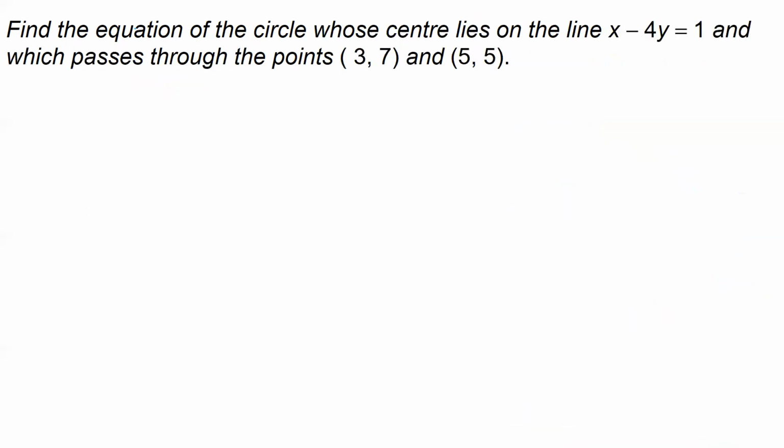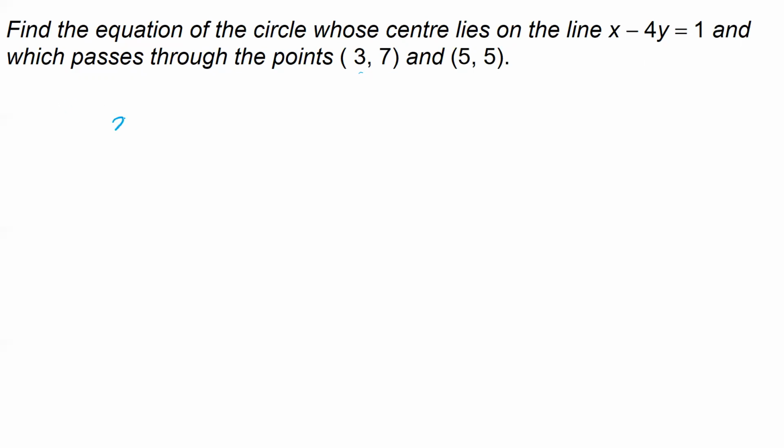One more question. Find out the equation of the circle whose center lies on the line x minus 4y is equal to 1 and passes through these 2 points. So it's a little different from the previous three questions in the sense that in the previous three questions we were always given the 3 points from which the circle used to pass. But in this question, we are given 2 points and one extra condition. So still we can find out the equation of the circle.